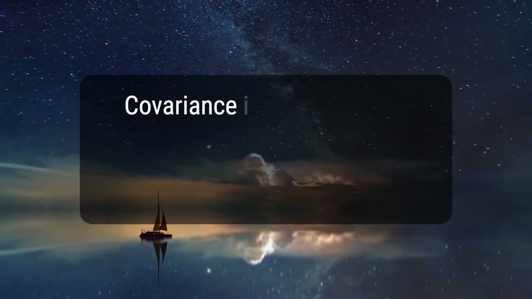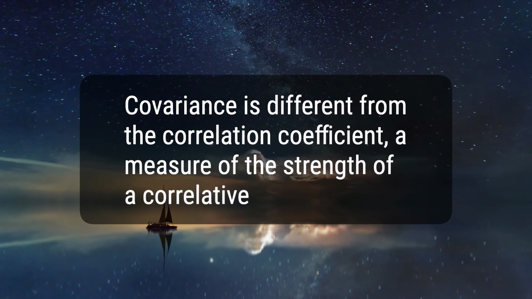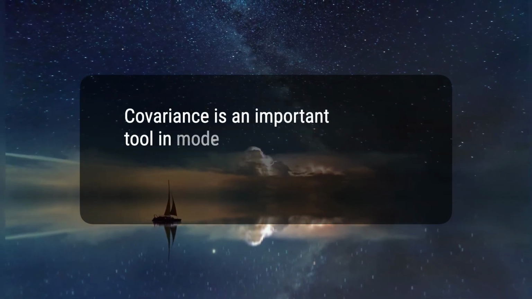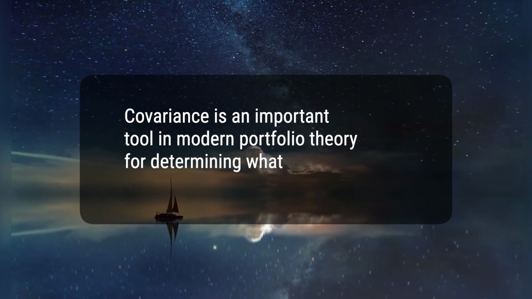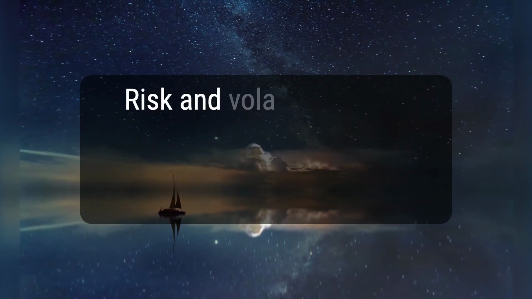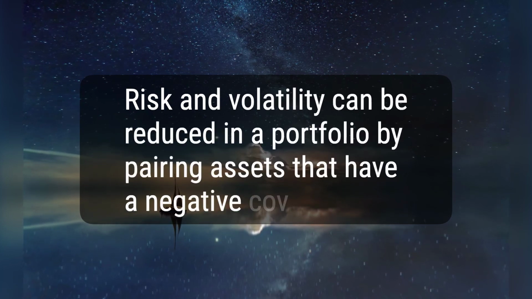3. Covariance is different from the correlation coefficient, a measure of the strength of a correlative relationship. 4. Covariance is an important tool in modern portfolio theory for determining what securities to put in a portfolio. 5. Risk and volatility can be reduced in a portfolio by pairing assets that have a negative covariance.